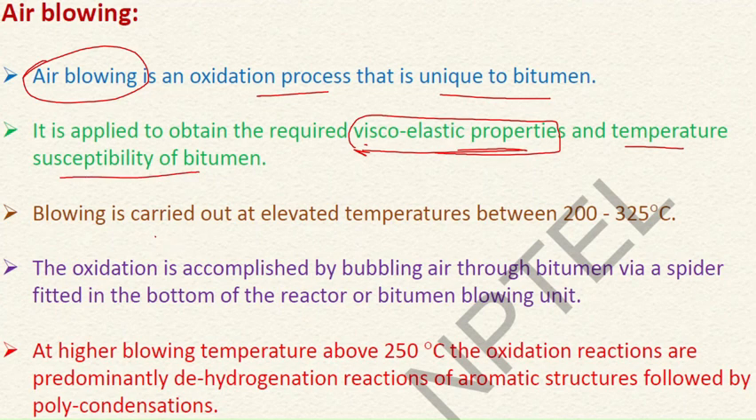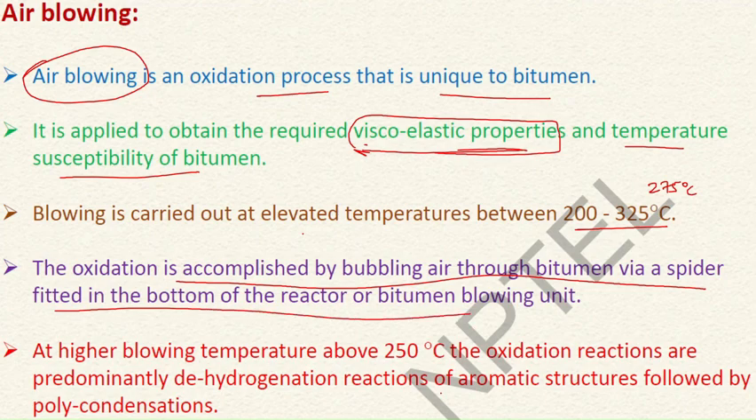Blowing is carried out at an elevated temperature between 200 and 325 degrees C. Basically, it takes place at 275 degrees C. The oxidation is accomplished by bubbling air through the bitumen via a spider fitted in the bottom of the reactor or bitumen blowing unit. Air is blown through the bitumen, and with that air, oxidation of the bitumen takes place.